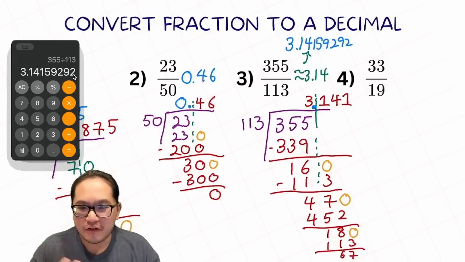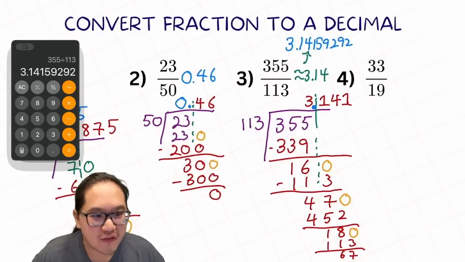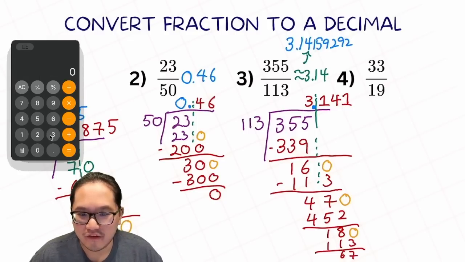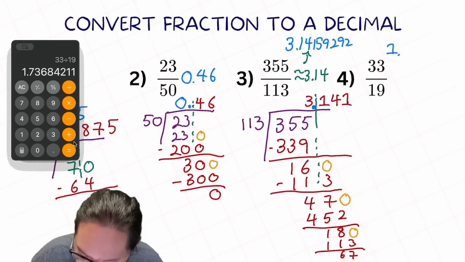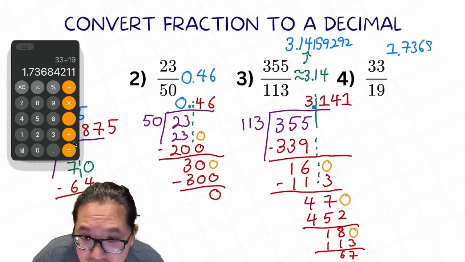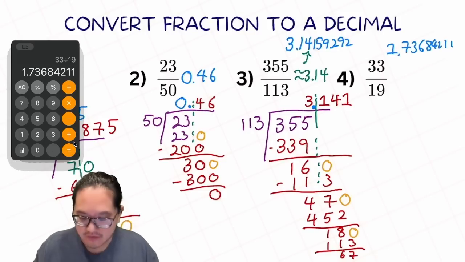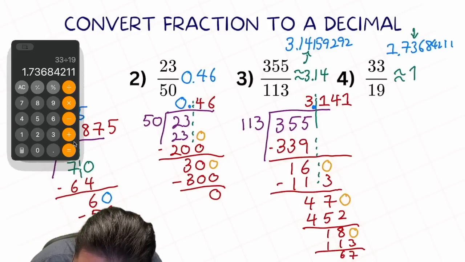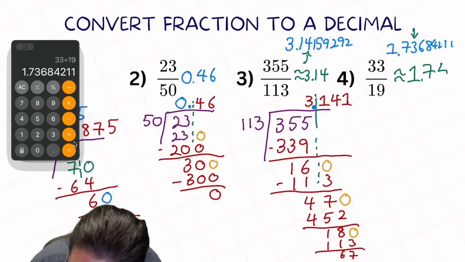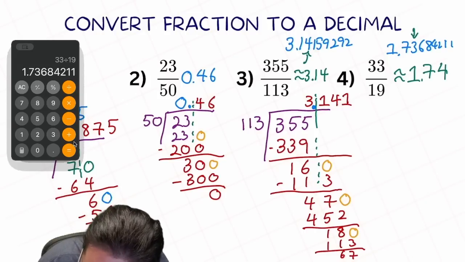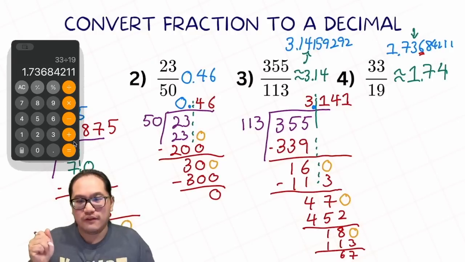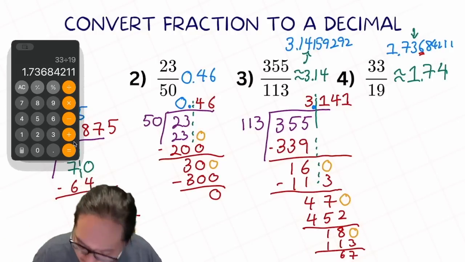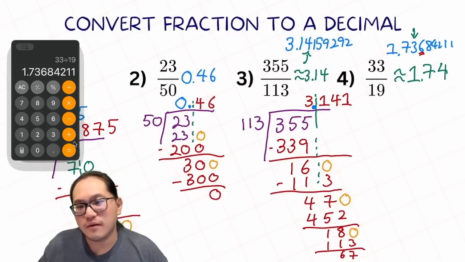So now let's do our final example. 33 over 19. So let's use our calculator. 33 divided by 19 is equal to 1.7368421. Okay, so this time let's round it to the hundredths again. So this time, if we round it, it will be equal to 1.74 because the unit after the hundredths, the thousandths unit, is more than 4. So we know that that is a round up. So once we round it up, it will be close to 1.74.